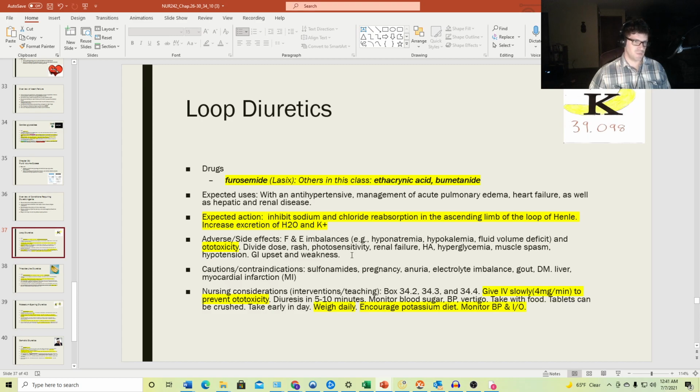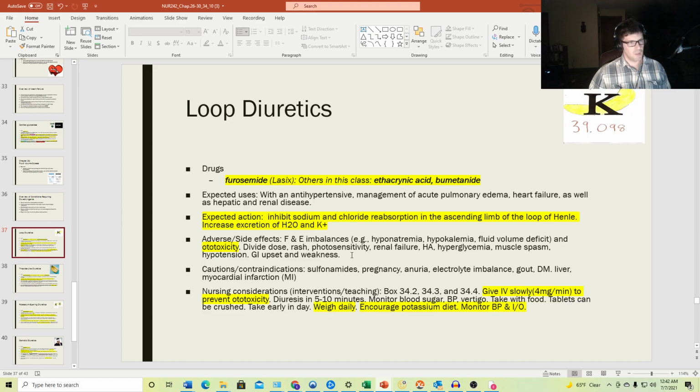So expected use with antihypertensive management of acute pulmonary edema, heart failure, as well as hepatic and renal disease. So it might be given with an antihypertensive like one of those ACE inhibitors or something else we talked about earlier. Why? It's going to cause you to get rid of all the excess fluids that help cause hypertension.